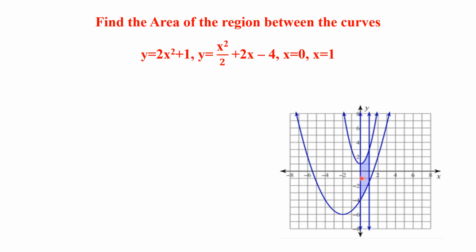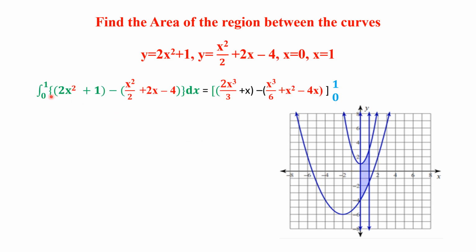So to find the area of this shaded region, what we can do is just integrate the difference between the first function and the second function. This is the first function, this is the second function. This is integration of the first function, integration of the second function. We have to evaluate it between the limits which are 0 and 1. And if we do the math, that's what we're going to get.